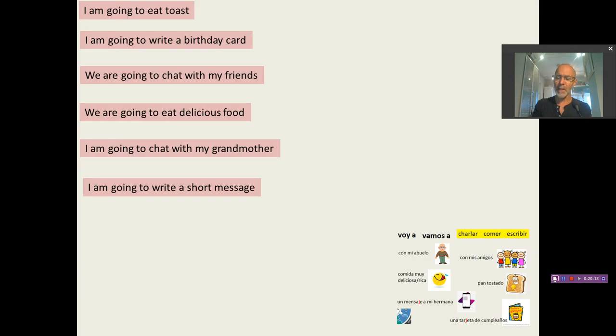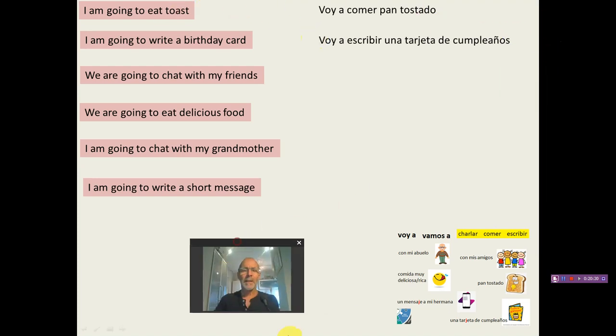Okay, so I'm going to eat toast. You should have written voy a comer pan tostado or something roughly along those lines. Next, voy a escribir una tarjeta de cumpleaños. And at this stage, if you're spelling these things correctly, really well done. If not, don't worry, this language will slowly seep into your sort of subconscious.